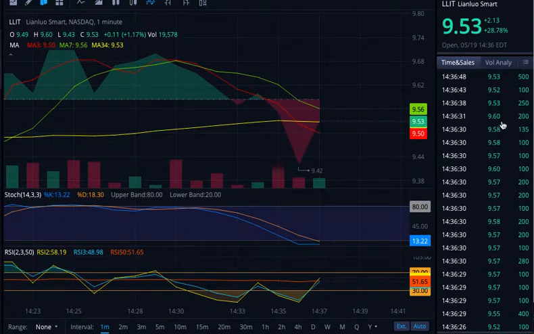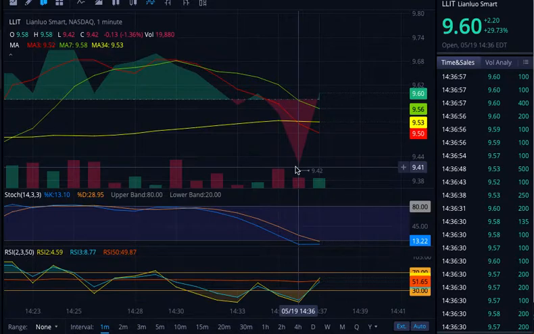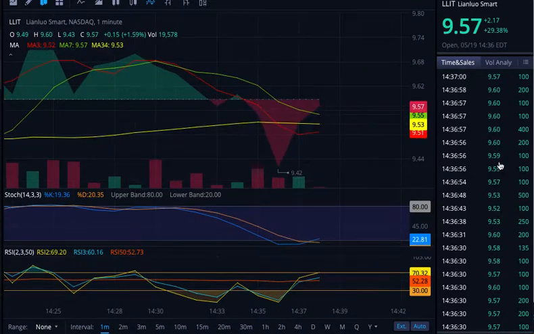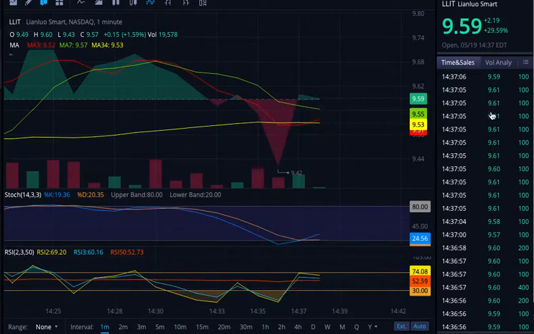The sellers are selling at a high price, so it's green. The buyers are buying at a low price, so it is red. Sometimes you'll see that it may be white, just some sort of meeting in the middle.